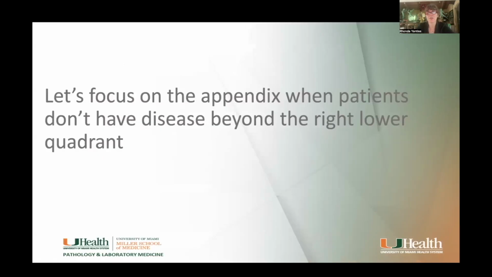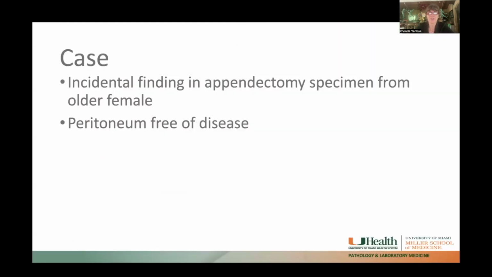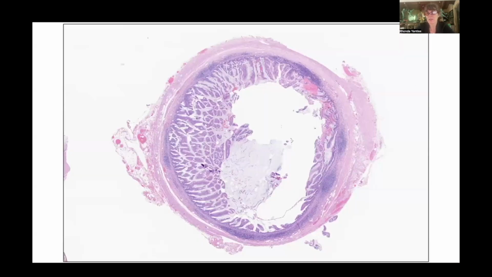So first, let's start on the situation of the appendix in a patient that doesn't have any other disease beyond the right lower quadrant. So here's a case. We have an incidental finding in an appendectomy specimen from an older female. The peritoneum is free of disease at the time of surgery. The entire appendix was submitted for histologic evaluation, and one representative section is depicted here.